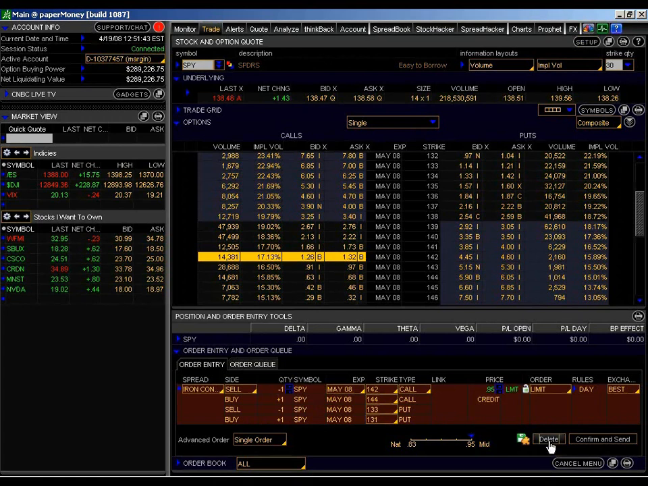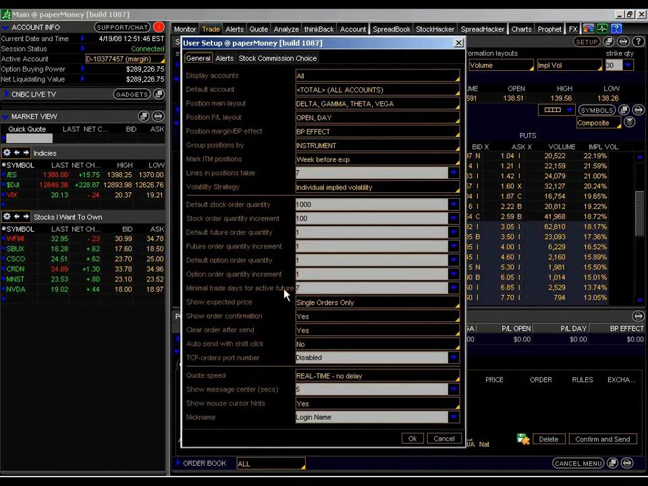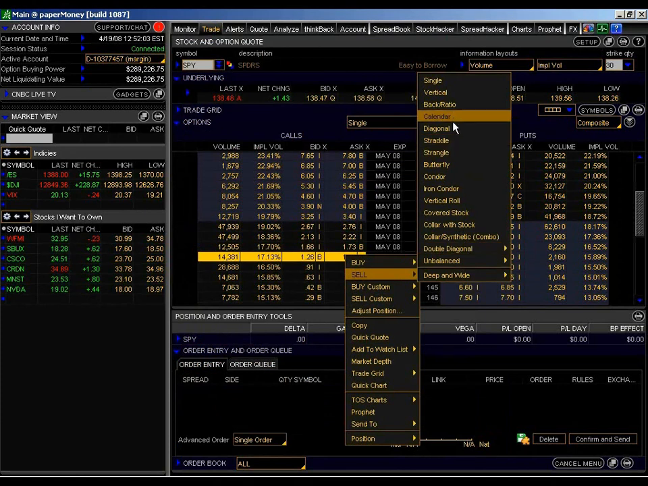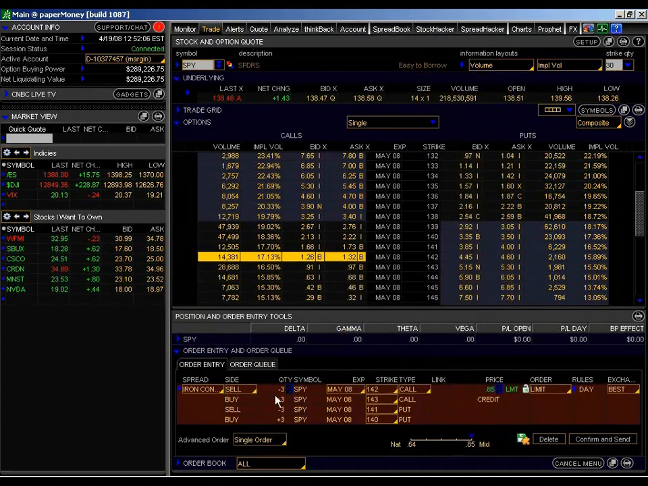Just to show you, I will delete this out. Let's go back to our setup. Let's say instead of going with 1 as our default order quantity, we wanted to set it at 3. We can hit 3 here and keep the option order quantity increment at 1. Click OK. Go back and we'll sell our iron condor again. And you can see that now 3 contracts have come up as our default order quantity. And then if you want to decrease it or increase it, you can just click the blue links, and it'll go up by one contract, because that is our order increment quantity.